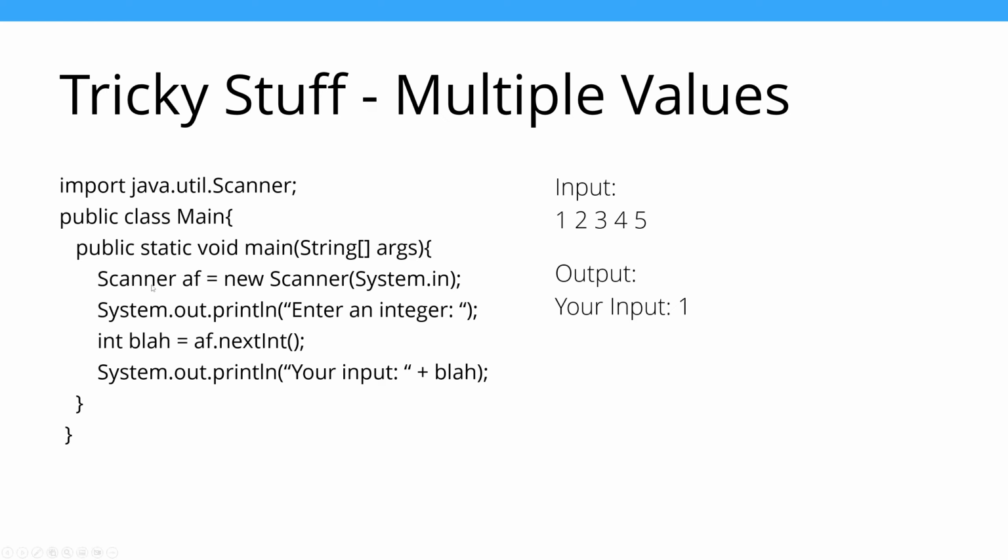In this code, we've set up our Scanner object, it's called kb, and we prompt the user to enter an integer. We grab the integer using nextInt and assign it to blah, and then we print out "your input" and what they inputted in blah. Now we input 1 space 2 space 3 space 4 space 5, and the output only grabs the 1. Because remember, nextInt grabs the next integer up to that next white space.